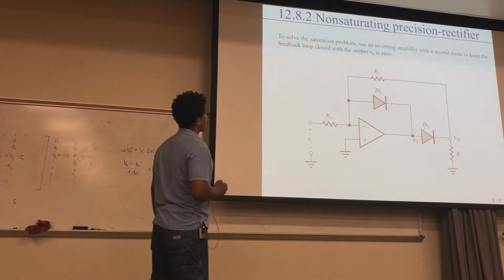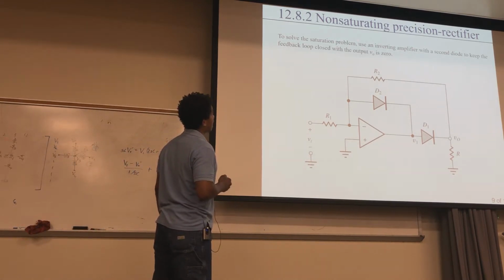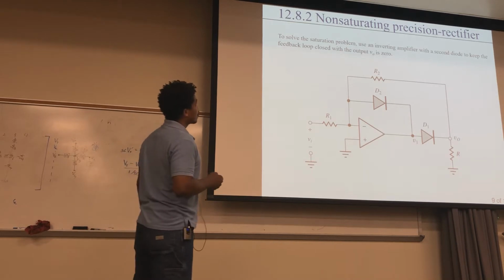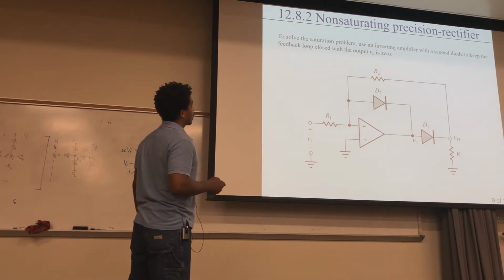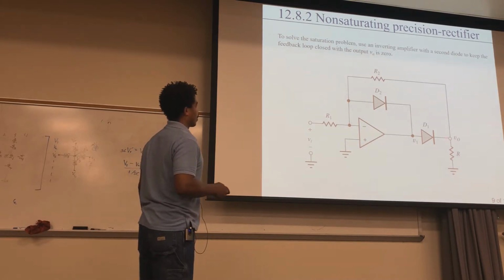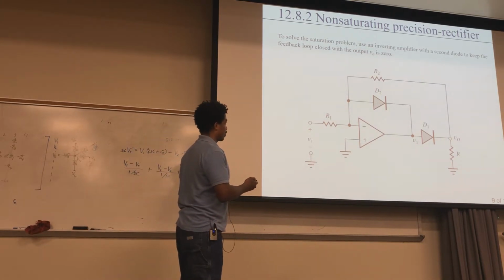So this is a non-saturating precision rectifier. Okay, so to solve the saturation problem, use an inverting amplifier with a second diode to keep the feedback loop closed with the output V0. With the output being 0 here. Okay, so let me try to explain what's going on here.